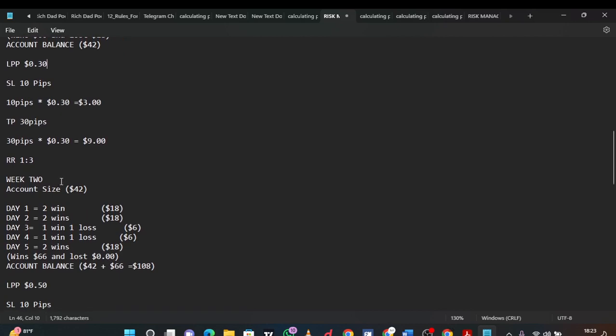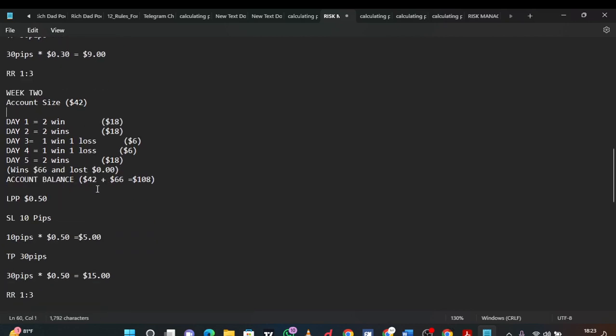We go to the next week with our $42 ready to trade. Now the account has doubled. In fact, it has doubled in 1 week. So we are at $42. In the second week, we still go with the same criteria: two wins, two wins, we have one win, one loss.